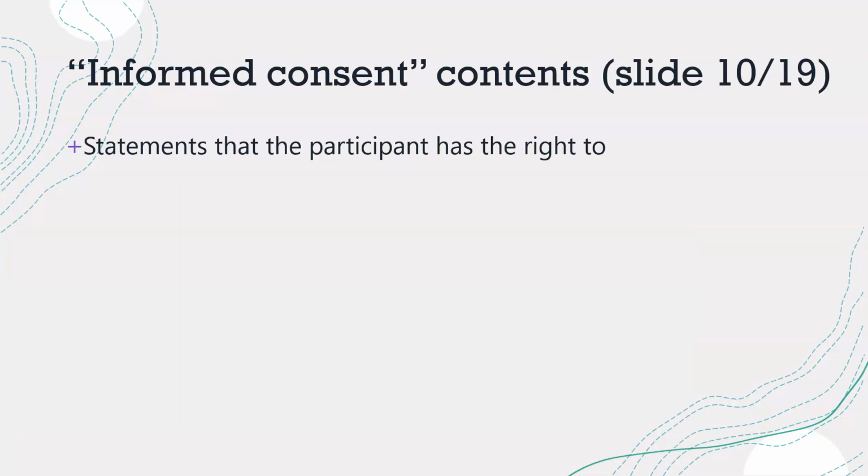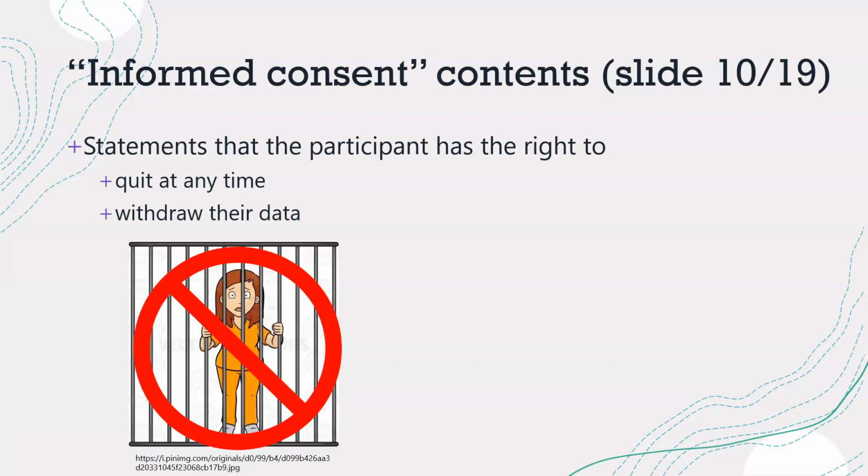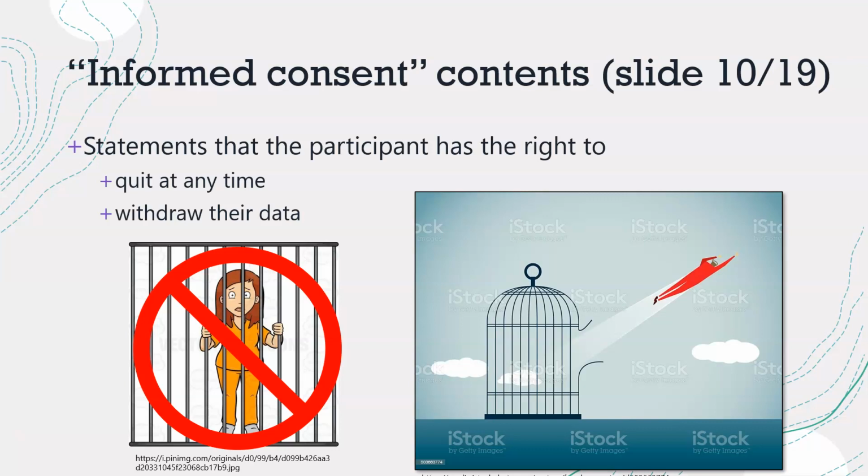A statement that the participant has the right to quit at any time and also withdraw their data is vital. Remember, you cannot keep people prisoner. If they've decided at any point, I'm done with this, you just have to let them go. Similarly, if they want to withdraw their data at any point, whether it's at the very beginning of the study or after the study, they could call you later and say, I've thought about this and I don't really feel comfortable. Can you pull my data out? You have to say yes, because they are research participants. They are not subjects. They are working with you, and as human beings, they have the right to their own data.